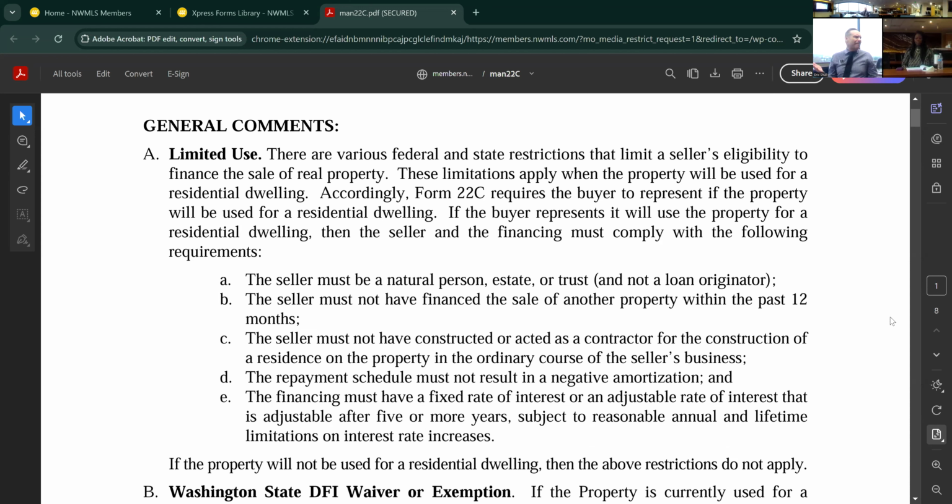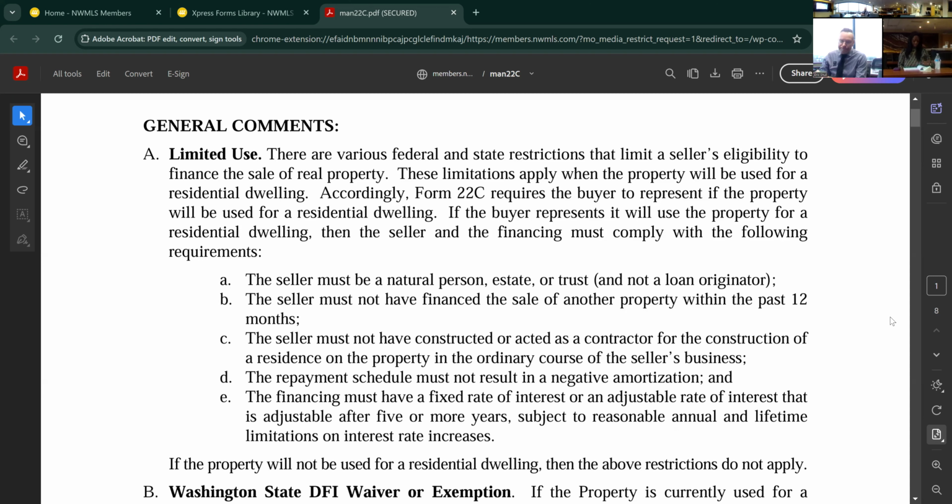That is, I'm sure, money too. Well, yeah, the fees. They made it harder and it's been around for a long time. The seller must not have financed the sale of another property within the past 12 months. That's another requirement.